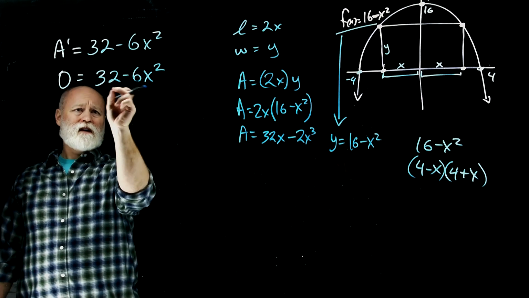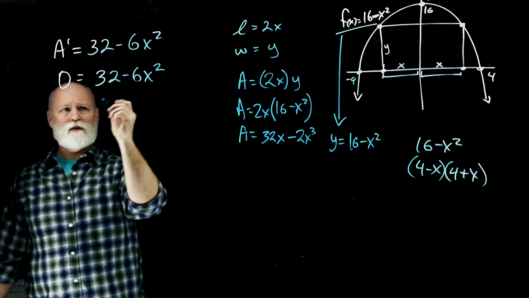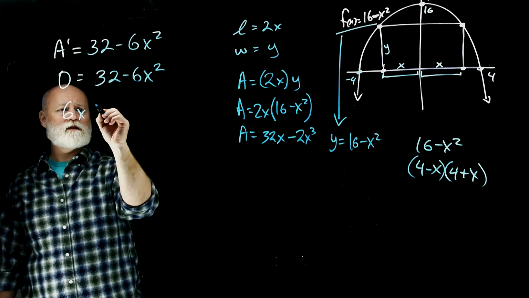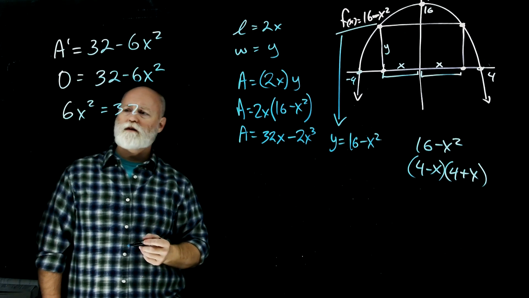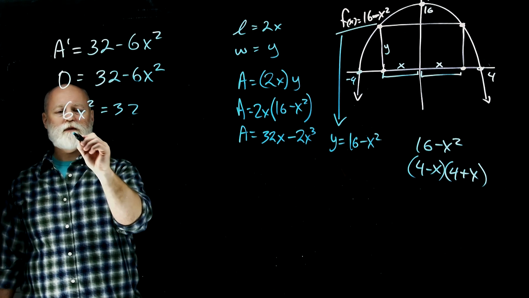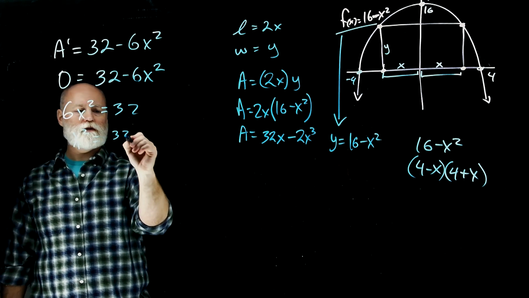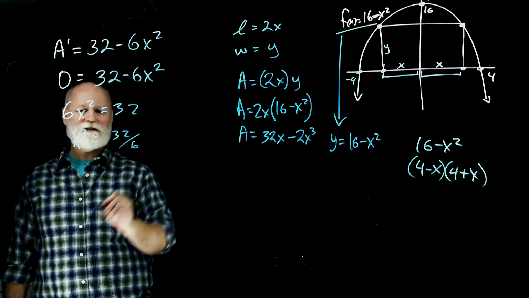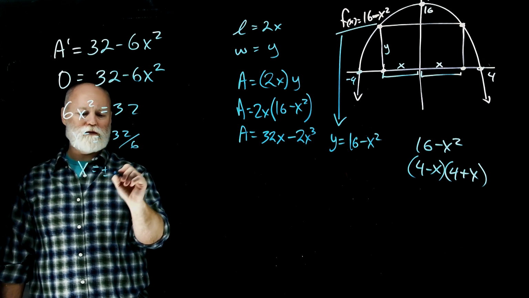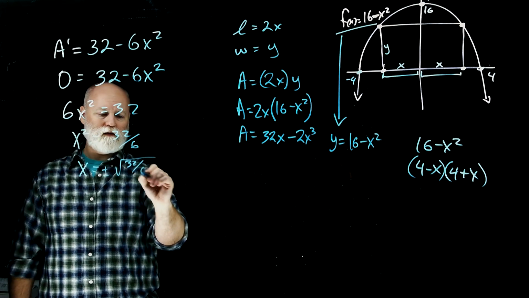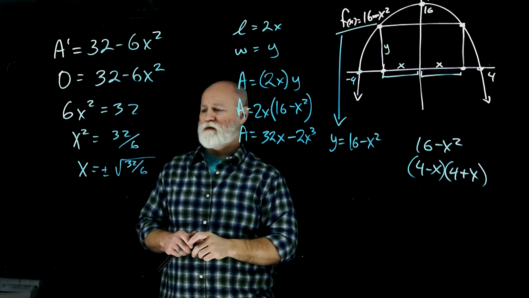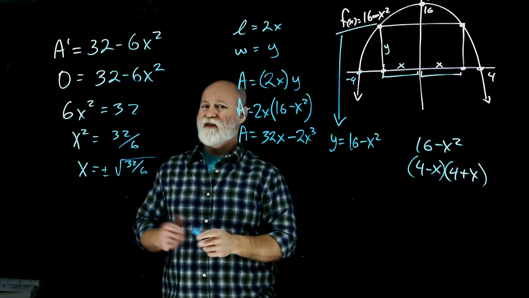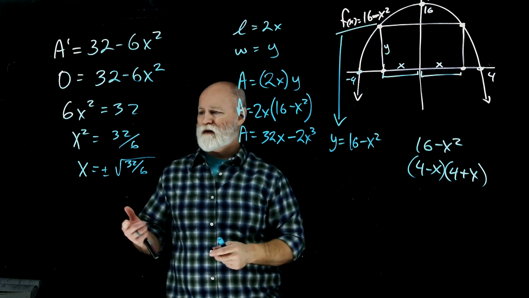Since this is a constant and the x squared term, we can just write this as 6x squared equals 32. Okay, that's good. And then we can divide both sides by 6, so x squared is equal to 32 over 6, which means that x is equal to plus or minus the square root of 32 over 6. You can find that decimal if you want to. There's nothing wrong with doing that. It's perfectly acceptable. Don't need to, though. I'll show you why here in a second.